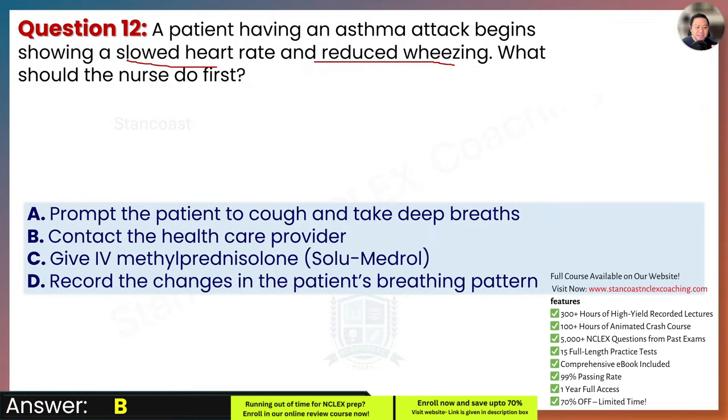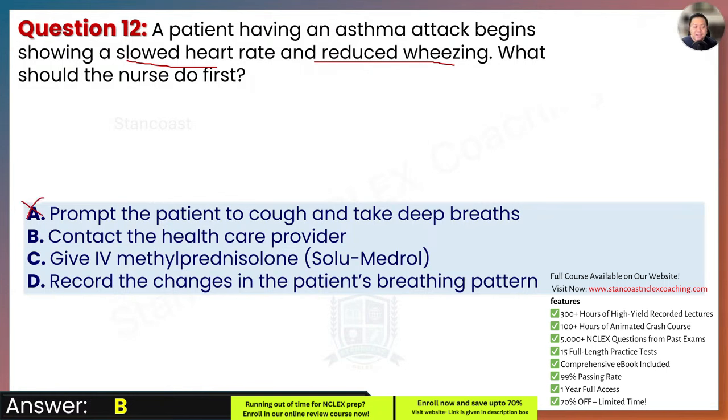Why is this incorrect? Well, the patient is likely experiencing respiratory failure or nearing it, and so they won't have the strength or airflow necessary to cough or take deep breaths. And encouraging the patient to do so could waste critical time, and this may cause further exhaustion, and this will make the situation even more dangerous. And so this approach would not provide immediate relief, and this could delay the necessary interventions. So we're going to mark this as incorrect.